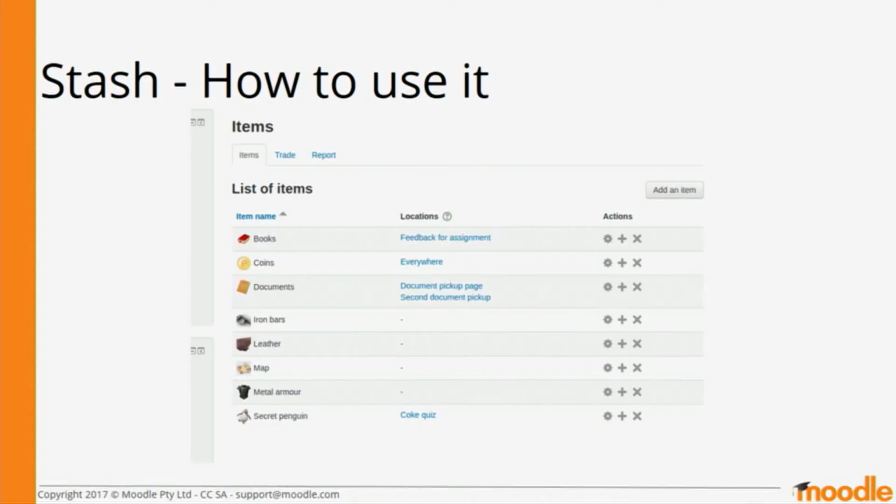Okay, now we get to the nitty-gritty. So, for the teachers, when they go into the setup for their stash, you'll be greeted with no items initially. I've created a few here. But you click the Add Item button, and then you give your item a picture. I think that's mandatory. And then optionally, you can add a description and various other bits and pieces.